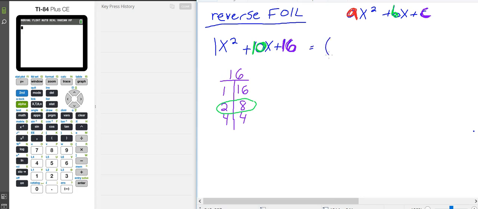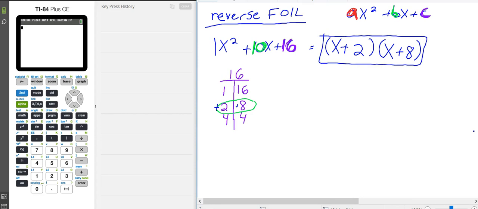Always when we're doing reverse FOIL, if we have an x squared, our first term is going to be x, and our first term would be x for both of the binomials. And then we have a positive 2 and a positive 8. These are our two terms, so we have plus 2 plus 8, and this would be our answer.